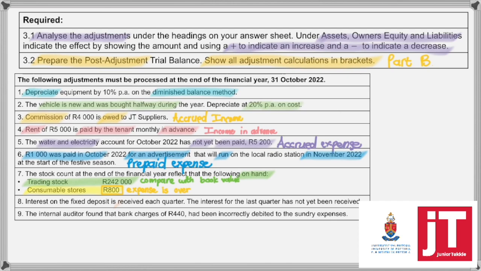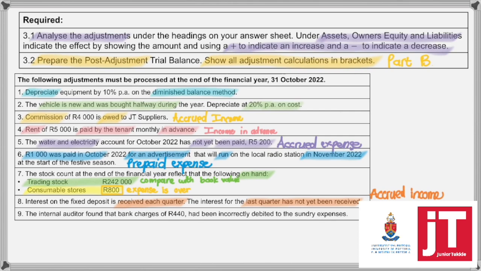Then interest, number 8, interest on fixed deposit is received each quarter. A quarter of 12 months is 3 months. Why do I say a quarter of 12? Because we work with 12 months. So every quarter means every 3 months. And the interest for the last quarter has not yet been received.